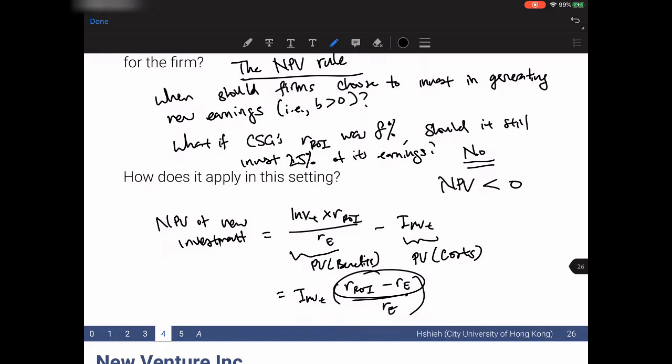Of course, this is all assuming that investments lead to a permanent increase in earnings. Okay.